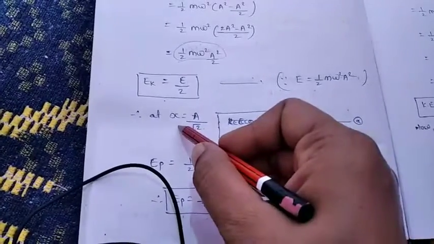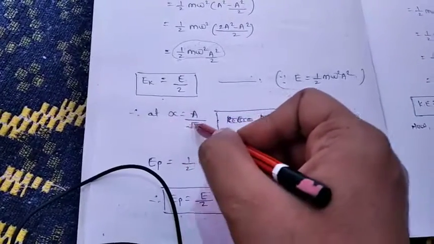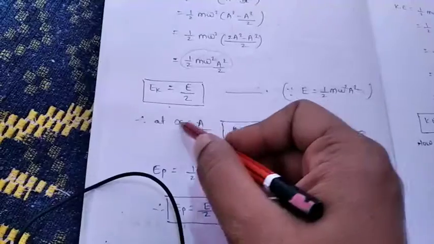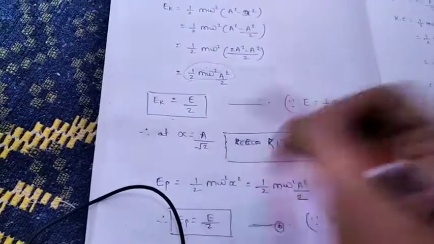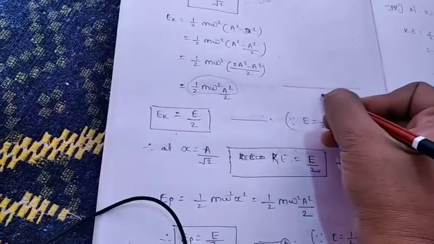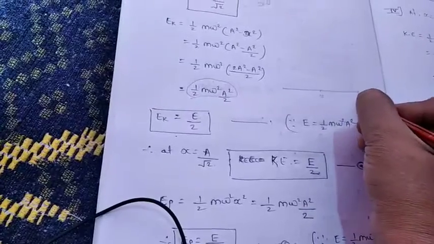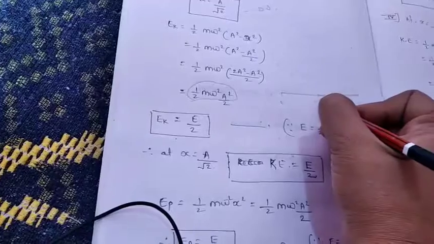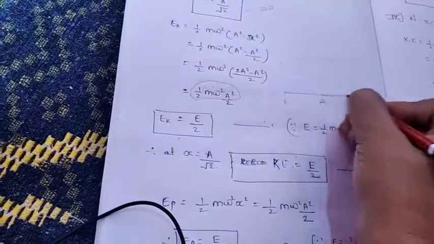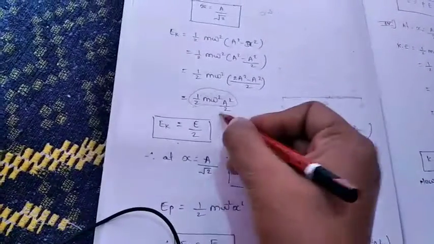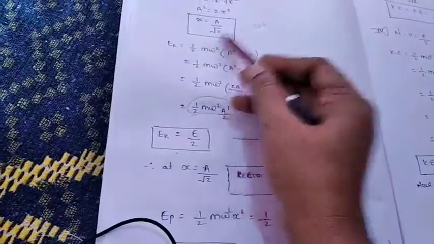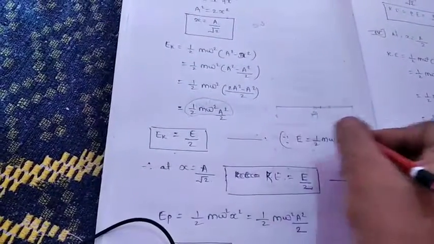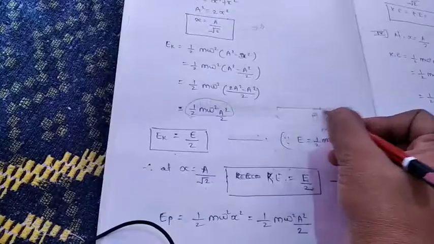So at x equal to A by under root of 2, that means if this is the mean position, and this is extreme and this is extreme, the particle is somewhere in between. As x is equal to A by root of 2 and the total is A, it is here somewhere.